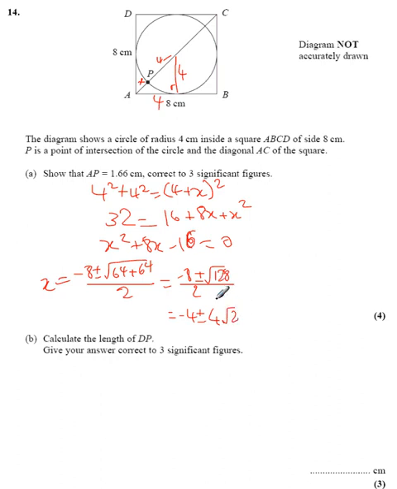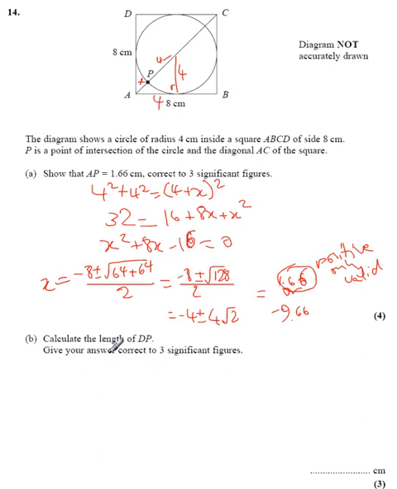Doesn't really matter, but basically if you plug in the numbers, you get a negative answer and you get a positive answer. The positive answer is negative 4 plus 4 root 2, 1.66, or the other value, which is going to be minus something, I don't know, 9.66 or something. And of course the positive one is valid because we're looking at lengths. Okay, so that's to prove the first bit.